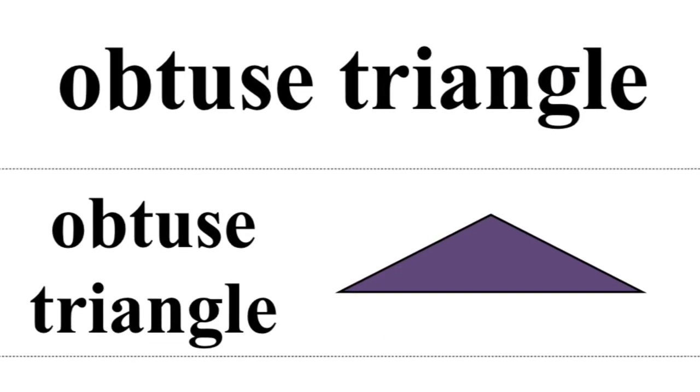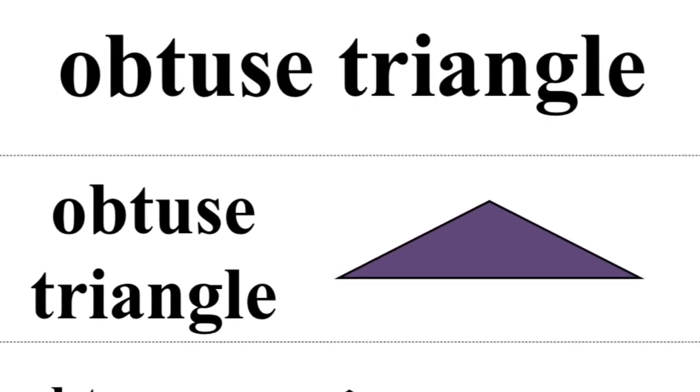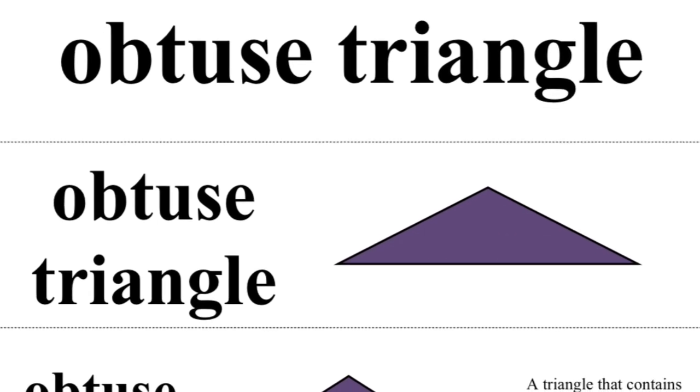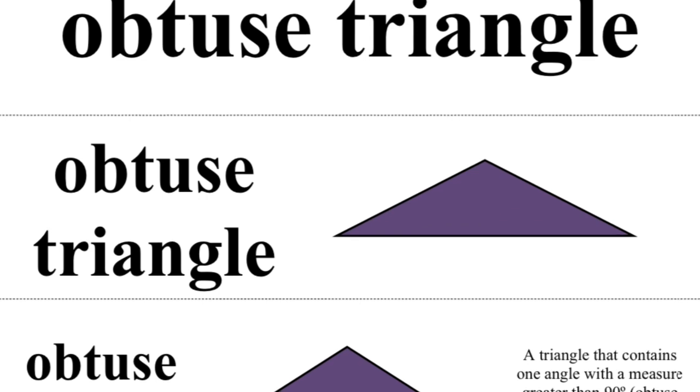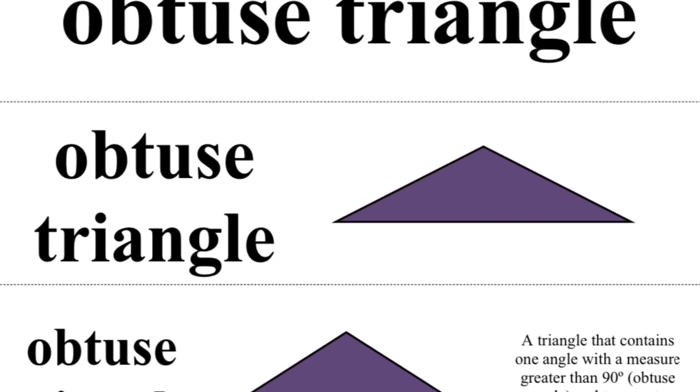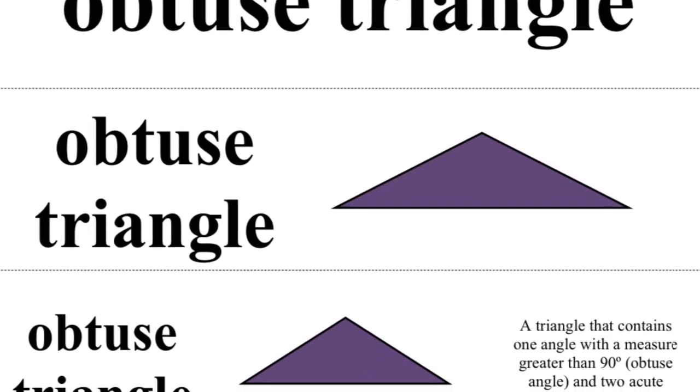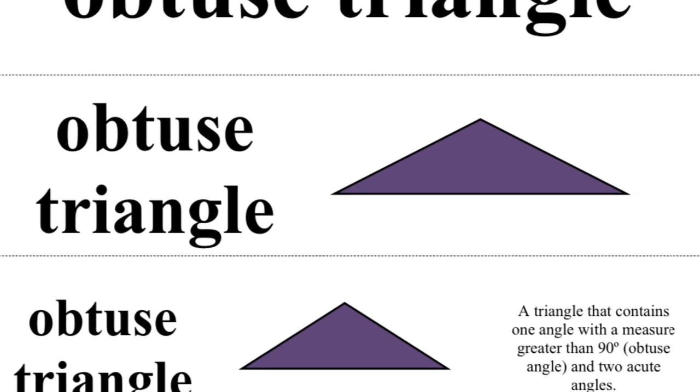An obtuse triangle is a triangle with only one obtuse angle. You can never have a triangle with more than one obtuse angle. Remember, obtuse means greater than 90 degrees.